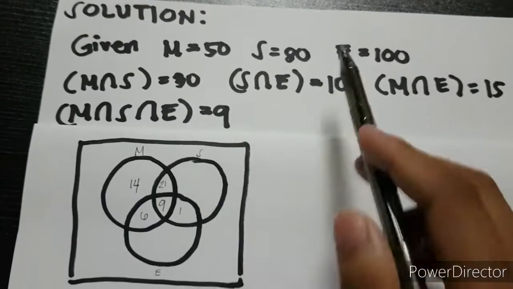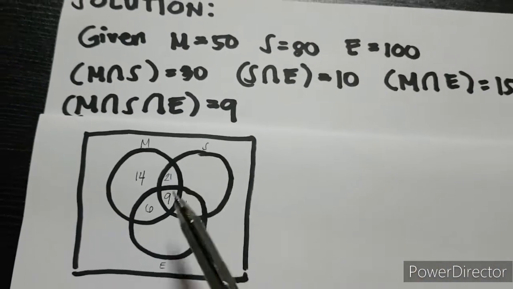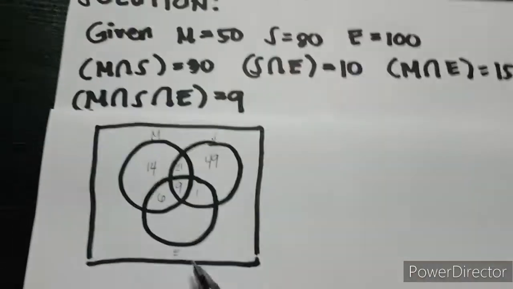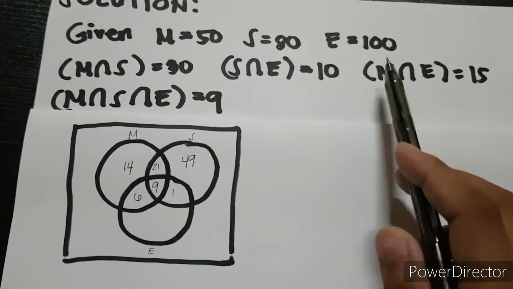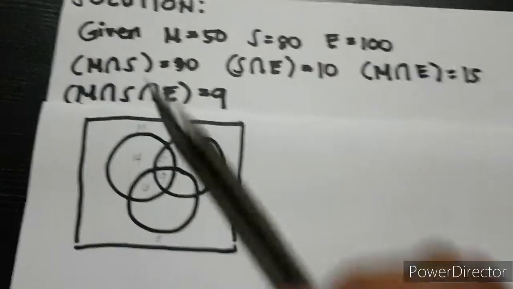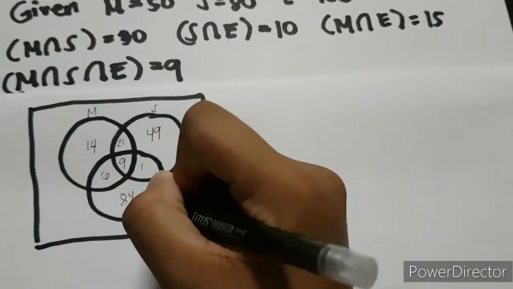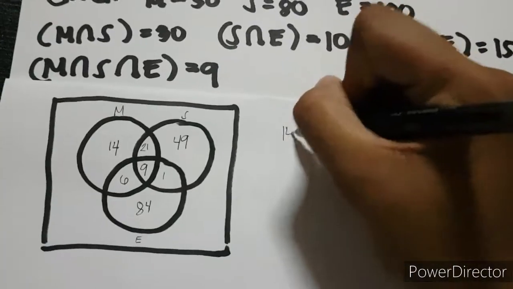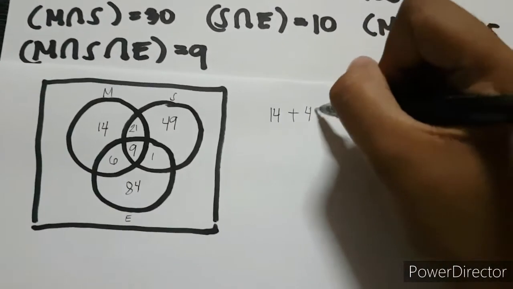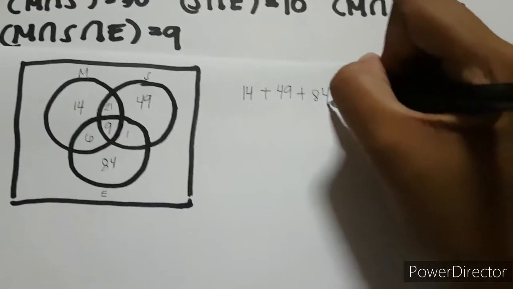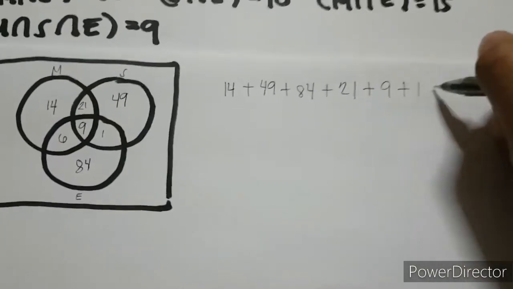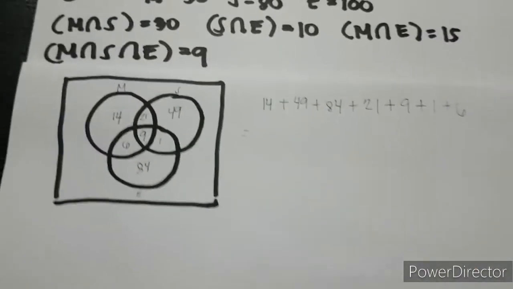Next is science, which is 80. So 80 minus 21, 9, and 1 is 49. Next is English, which is 100. 100 minus 6 minus 9 minus 1 is 84. Then simply add all the numbers inside the Venn diagram: 14 plus 49 plus 84 plus 21 plus 9 plus 1 plus 6. Let us see if we get the same answer as when using the formula.